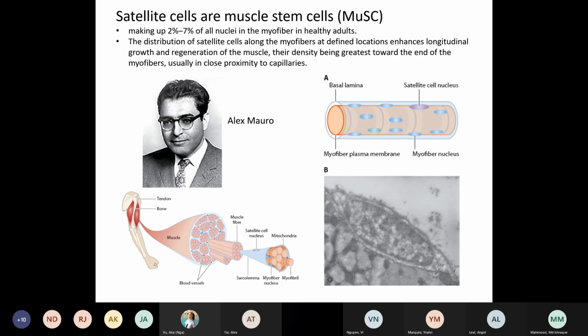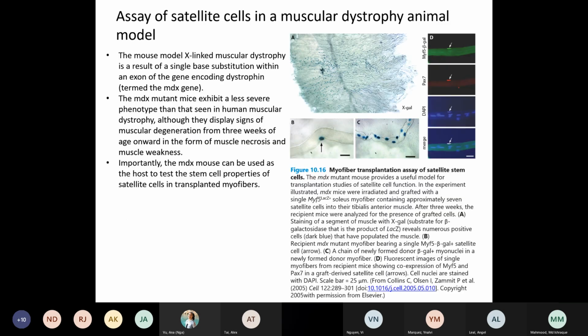So this scientist, Alex Mauro, was the one who first described that at about the same time as the discovery of hematopoietic stem cells, around 1961, 62. But the scientist didn't show the function.